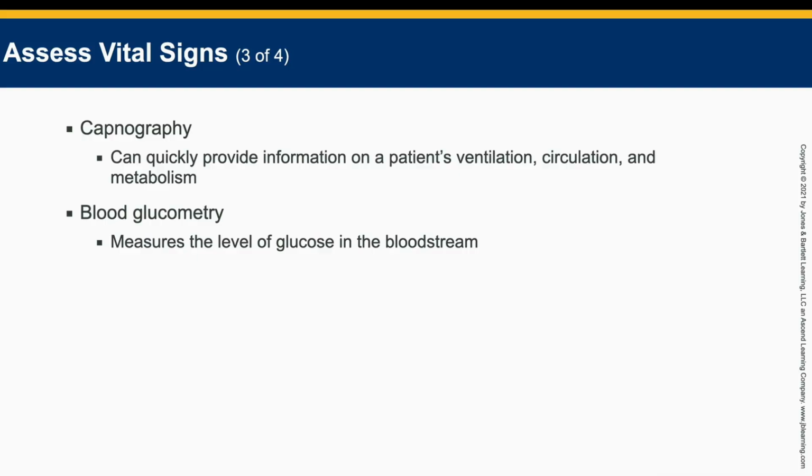Another important assessment tool is blood glucometry, which measures the level of glucose in the bloodstream. Checking a patient's blood glucose level is really important if the patient has altered mental status, weakness, dizziness, or other signs of a possible diabetic complication. Abnormal glucose levels, either too high or too low, can significantly affect a patient's condition and may require immediate treatment. These tools provide additional data that help guide our patient care, but should always be used alongside a thorough physical assessment and getting a patient history.